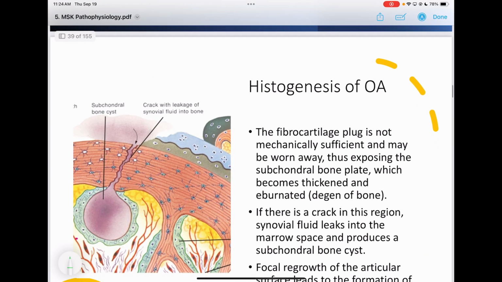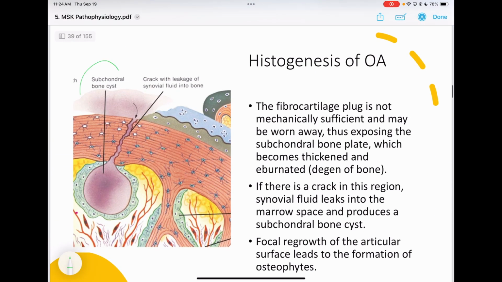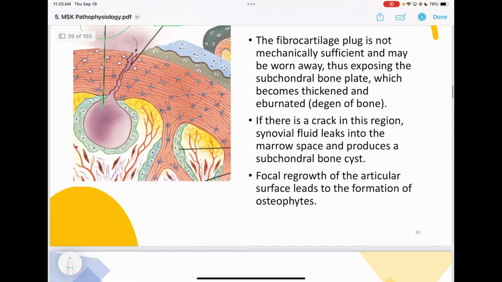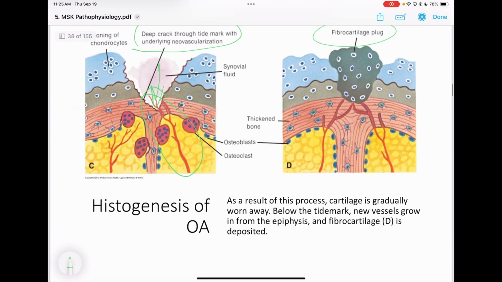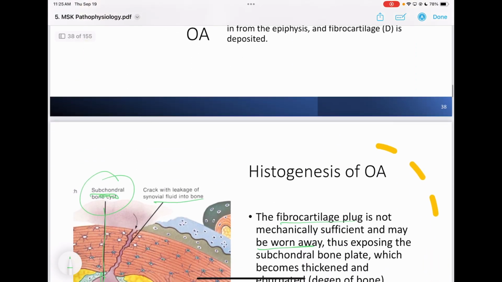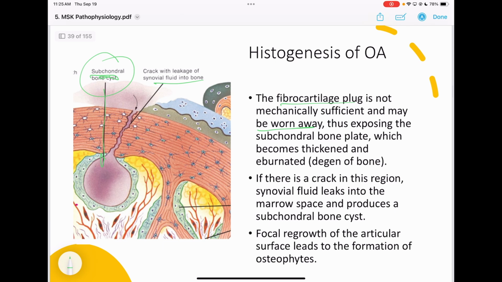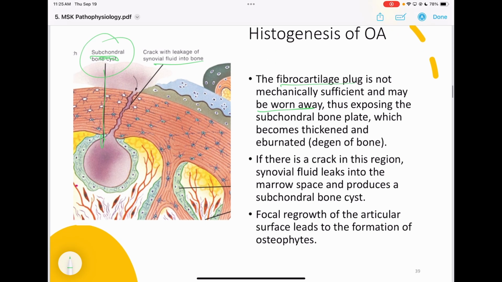So we have this now, this cyst that forms, the subchondral bone cyst, subchondral, below the bone. And that's where the synovial fluid starts to plug in and invade that space. So the fibrocartilage plug is not sufficient and may get worn away. That plug that we made right here is not very stable, and it can get worn away with repeated use.